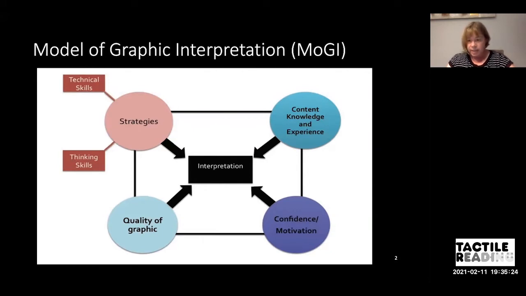And in the strategies category, particularly with tactile readers, that breaks down into their technical skills as well as their thinking skills. And technical skills can be things like their hand movements, for example. In this presentation, the two studies that we're going to show you focus mostly on looking at the strategies and how to promote students learning better strategies.